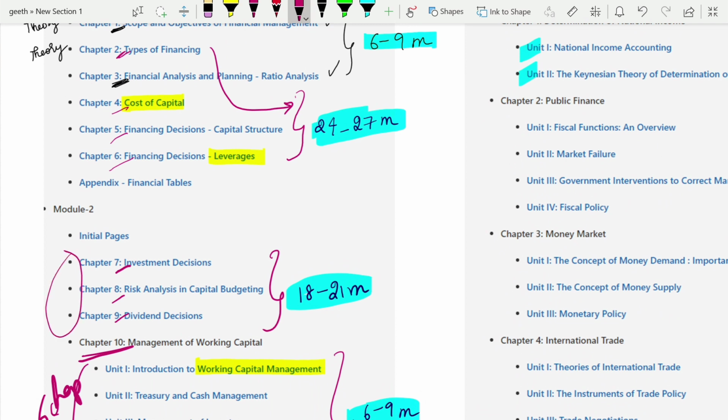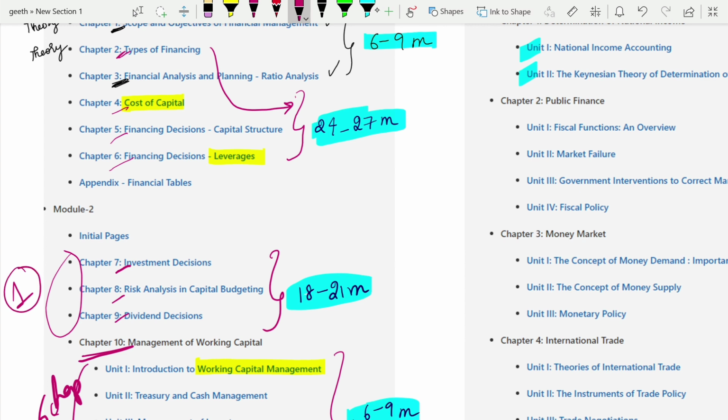these 3 chapters. Okay, chapter number 7, chapter number 8 and chapter number 9. These 3 chapters do not have any relation with any other chapters. So if you start them first also, you will be able to do them. Okay, so chapter number 7 is investment, then you have risk analysis and dividend decision. So first these 3 chapters you have to do.